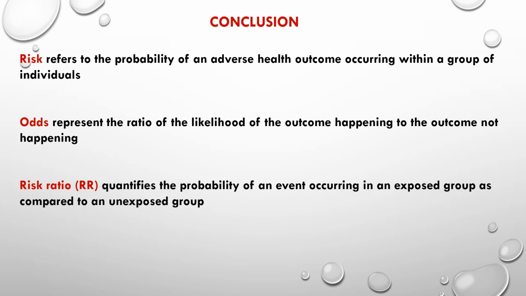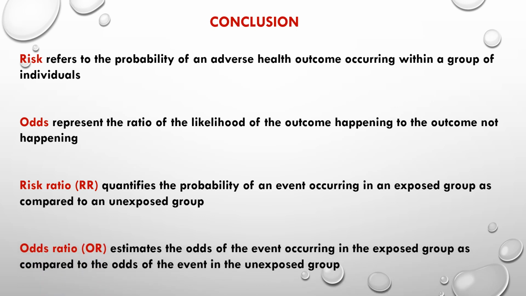Risk ratio, otherwise known as relative risk, quantifies the probability of an event occurring in an exposed group as compared to an unexposed group. Risk of outcome among the exposed group divided by risk of outcome among the non-exposed group, that is the risk ratio or relative risk. Odds ratio estimates the odds of event occurring in the exposed group as compared to the odds of event occurring in the unexposed group. Hope you understood the terms risk, odds, risk ratio, and odds ratio.